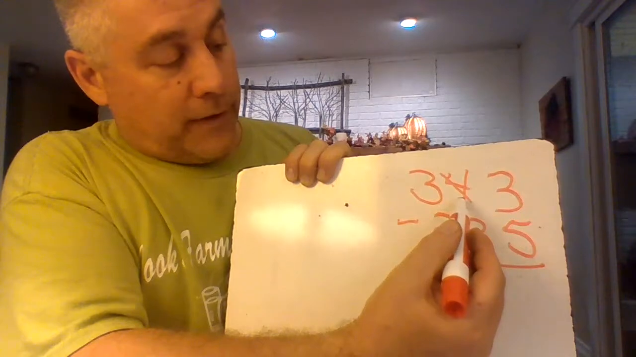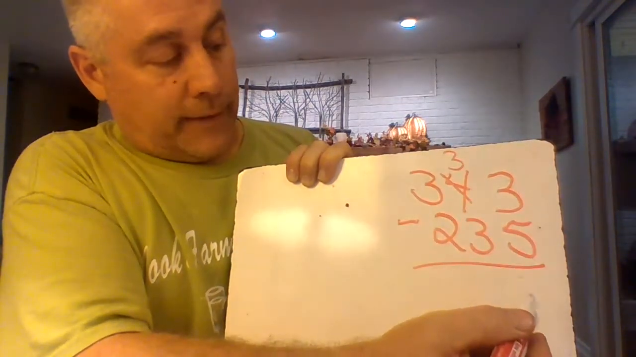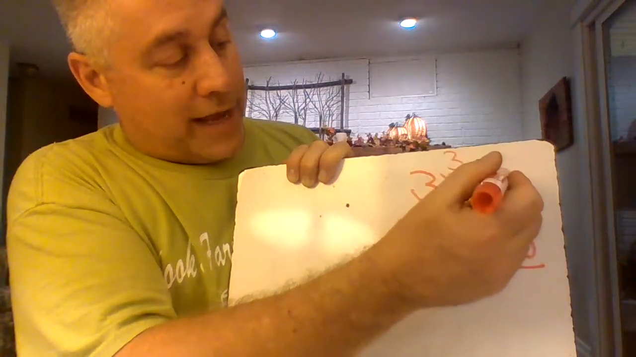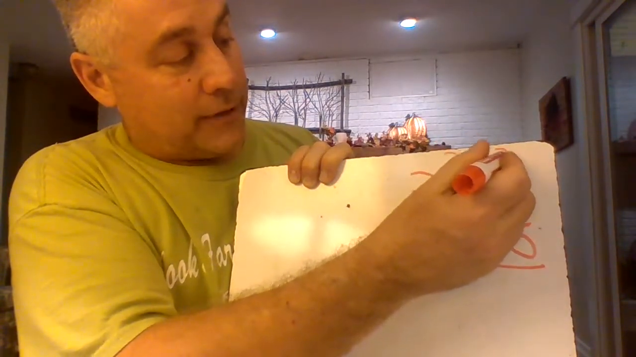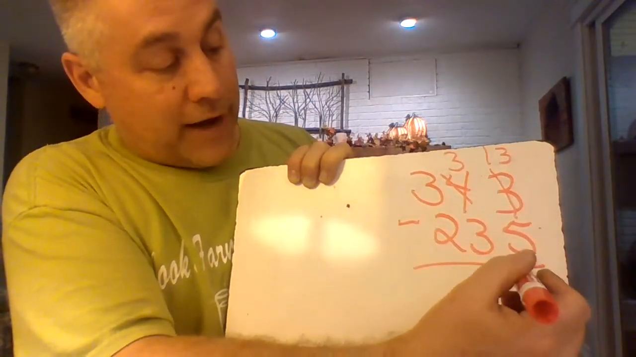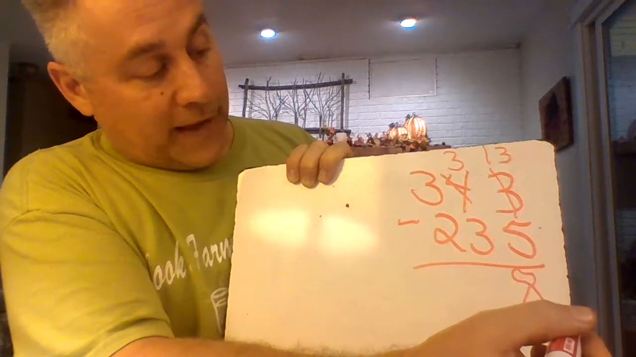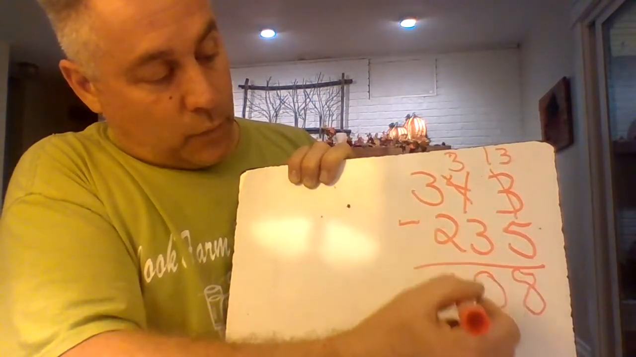So that group is going to give away one group of 10, which will leave it with 3 tens. This one now has 3 singles plus 1 10. That makes 13, doesn't it? 13 minus 5, now I can do it. That's 8. 3 minus 3 is 0, and 3 minus 2 is 1.